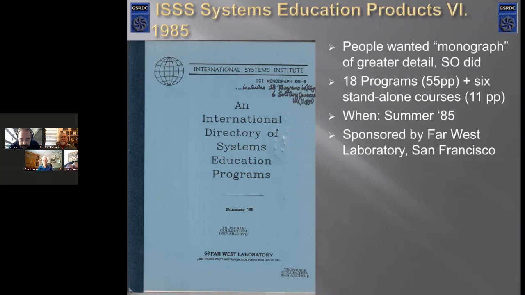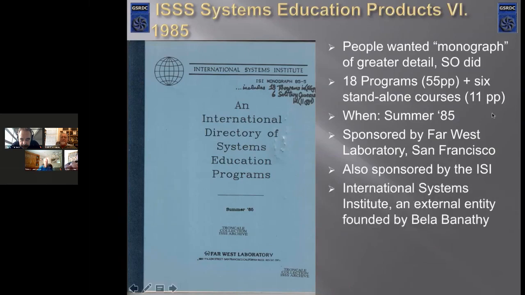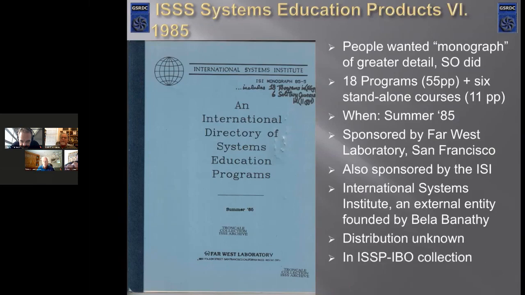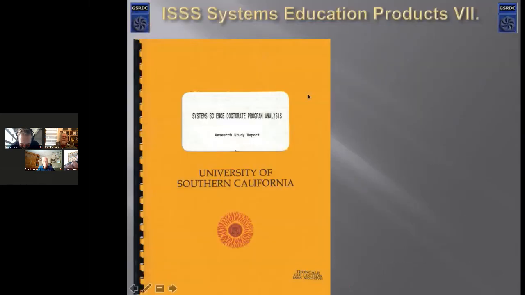When was this? The summer of 1985. It was sponsored by the Far West Laboratory in San Francisco, and also by the International Systems Institute, an entity founded by Dr. Bela Banathy. I don't know since his passing whether that exists anymore. The distribution is unknown for that, but I have it here in my collection in this office right here.